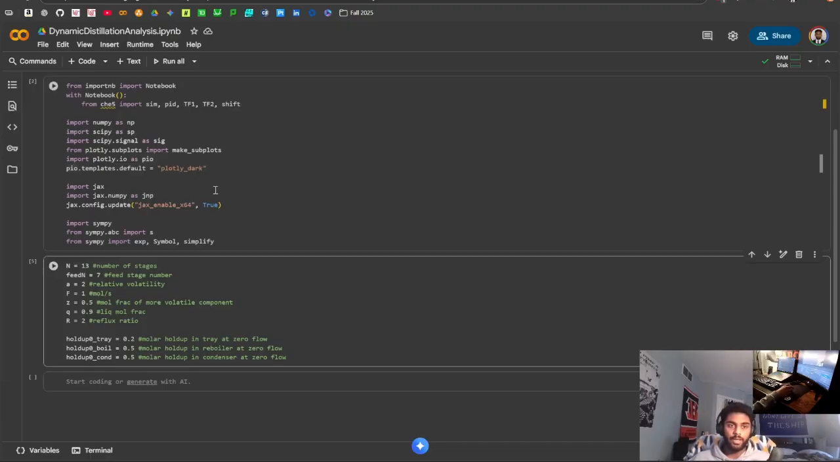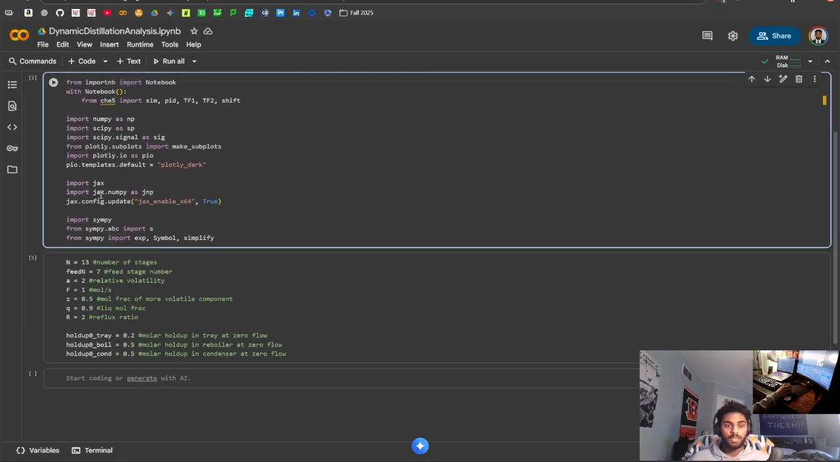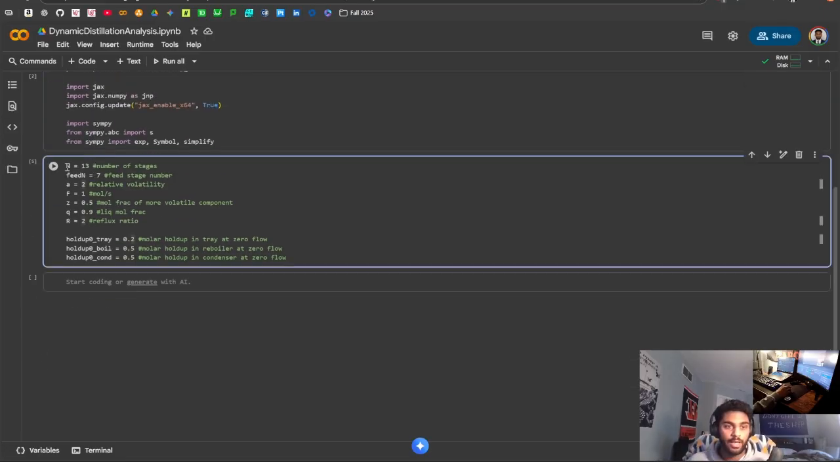So this is just a brand new Python notebook. I've imported a number of things that we can use to help us achieve our final goal, as well as our problem statement here. So we have 13 stages, and our feed stage is going to be stage 7. We have defined an alpha, or relative volatility. We have a feed of 1 mole per second, and our mole fraction of our volatile component is 0.5, so we have an equimolar mixture. We have a liquid mole fraction of 0.9 within our mixture, and we have also defined a reflux ratio of 2.